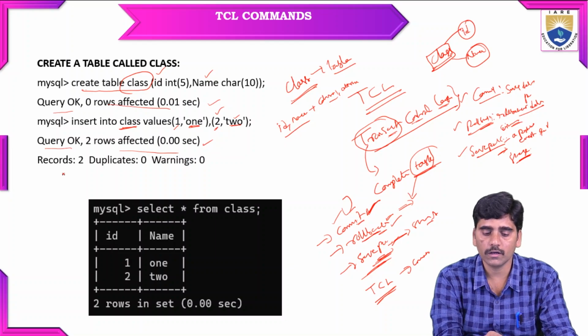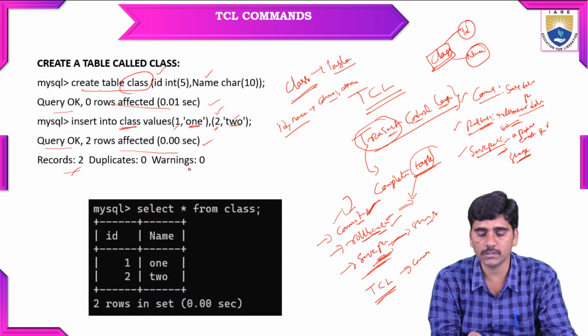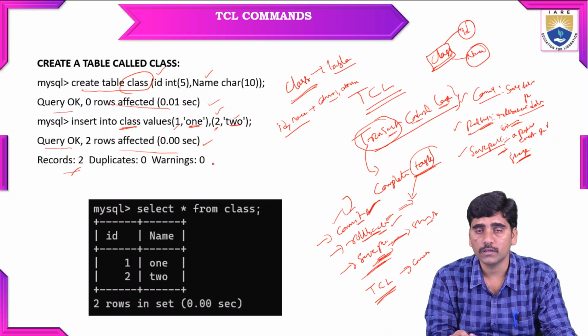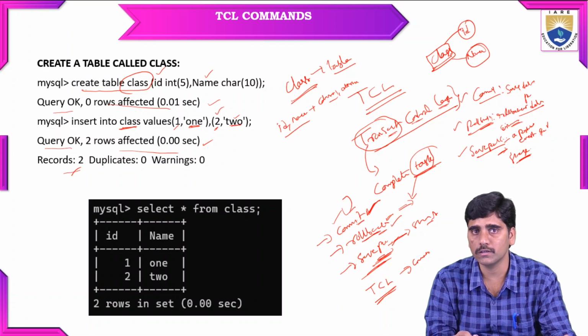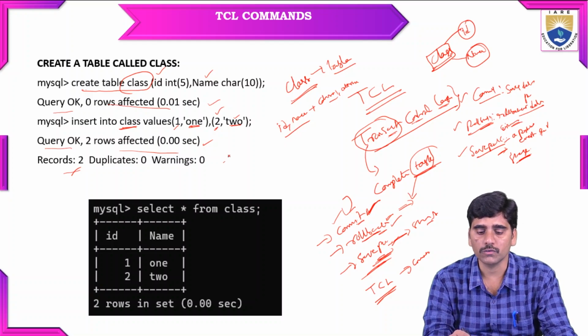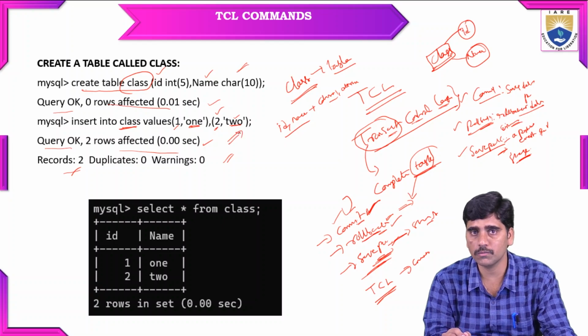So here records equals 2, duplicates 0, warnings 0. That means, indirectly, that the values you are trying to insert have been inserted. So after creating the table, I am inserting the values into the table.